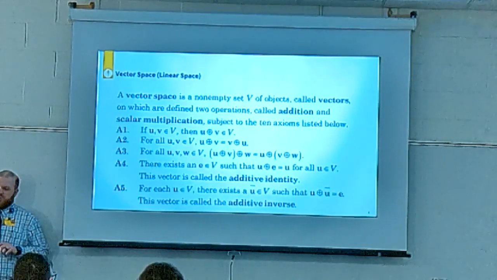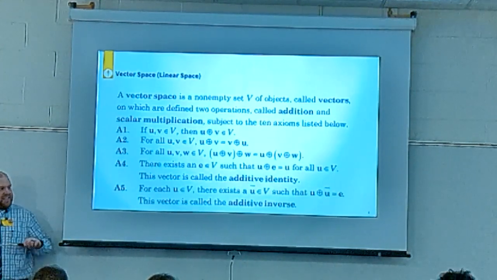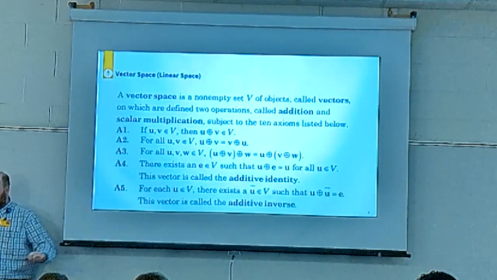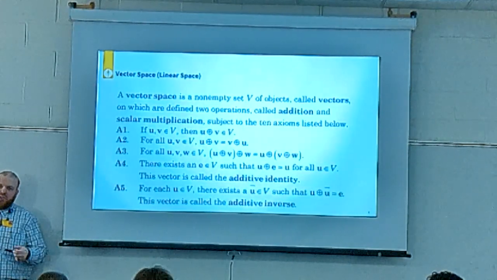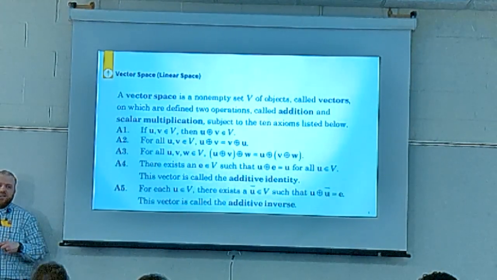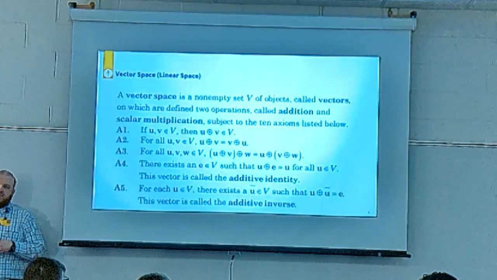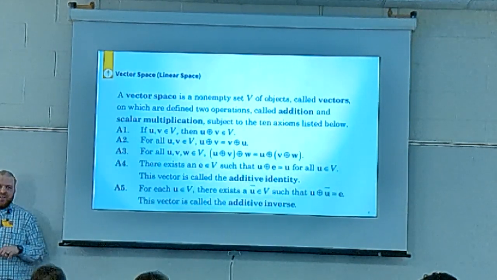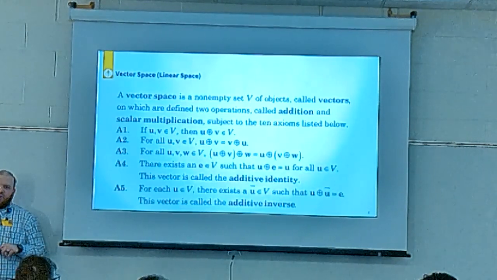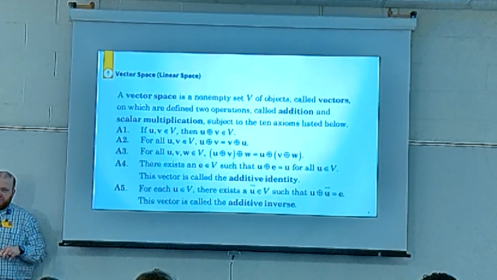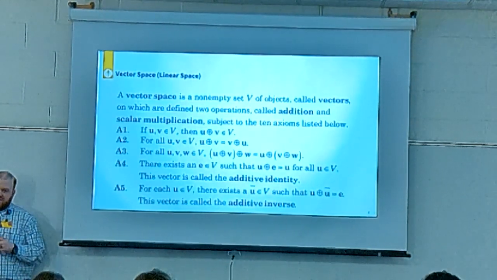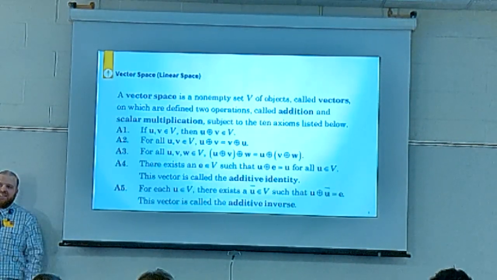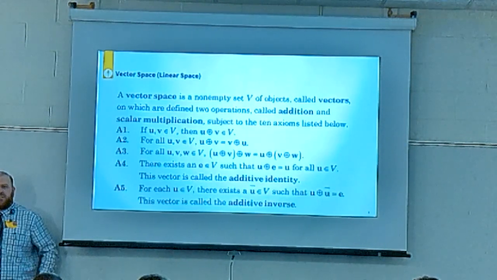Finally, for each u in V, there exists, and I'm going to call it u bar, in V, such that u ⊕ u bar equals e. Right? So u ⊕ u bar is the additive identity. This is called your additive inverse, and will typically be represented as negative u.